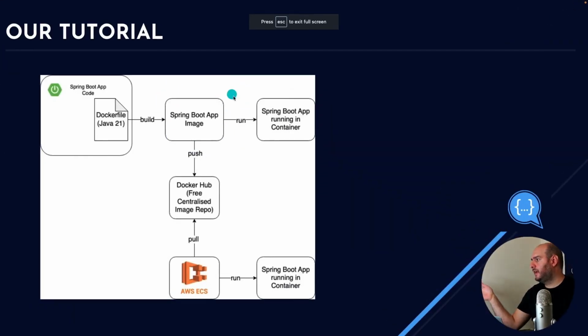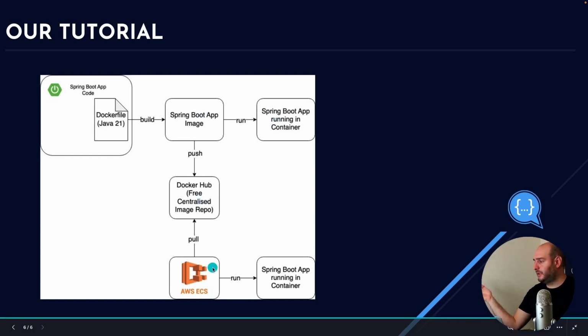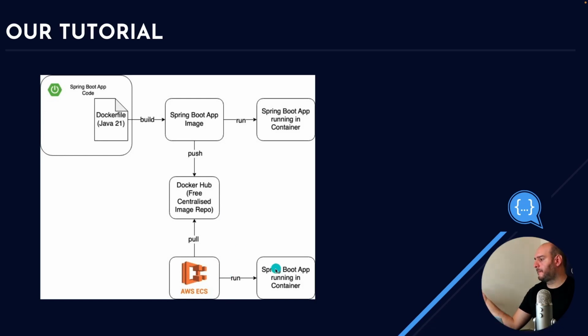So far, we have created the Spring Boot application image, and we have run the image in our local computer inside a container. But now we want to push it so that we can run it in a different computer, in this case AWS. And we'll run the same image and see what happens.